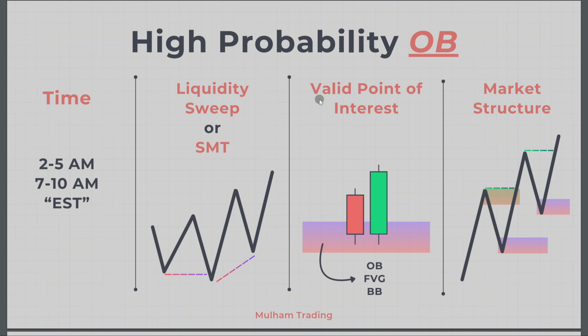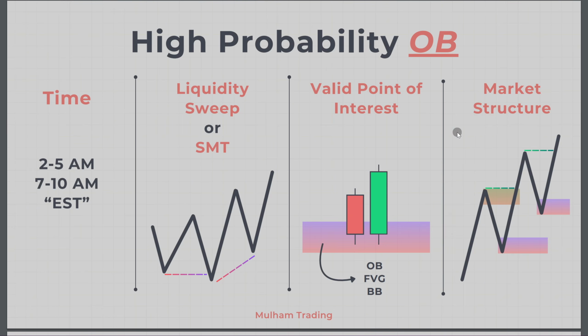Now, also another one is a valid point of interest. An order block should not be traded anywhere. We need to have a point of interest that the order block is created at. An example of a point of interest could be another order block. So we could have an order block here. You see this one here. Price comes back to it, creates another order block. We could trade the other order block. And that's going to be respecting the order flow.